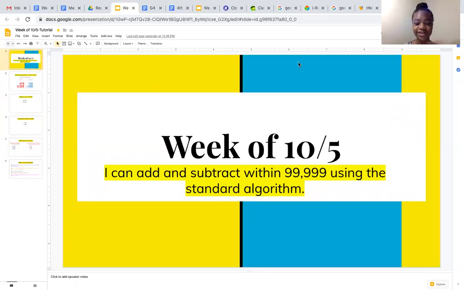Hello and welcome to another week of math tutorial. This week we are going to be adding and subtracting using the standard algorithm.